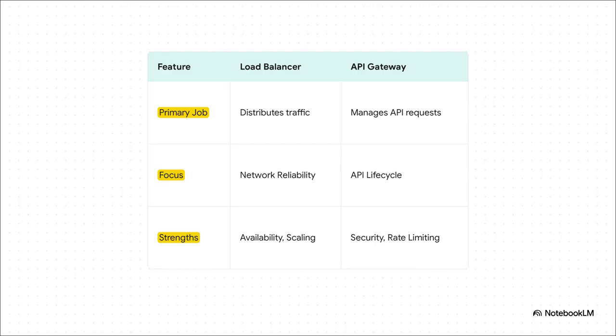The load balancer is our traffic cop. It cares about one thing: reliability. Its job is to spread traffic out to keep the system from falling over. The API gateway, on the other hand, is more like a building's front desk receptionist with a security badge. It cares about who is making the request and what they're asking for. It handles things like security, authentication, and making sure nobody is spamming the system.